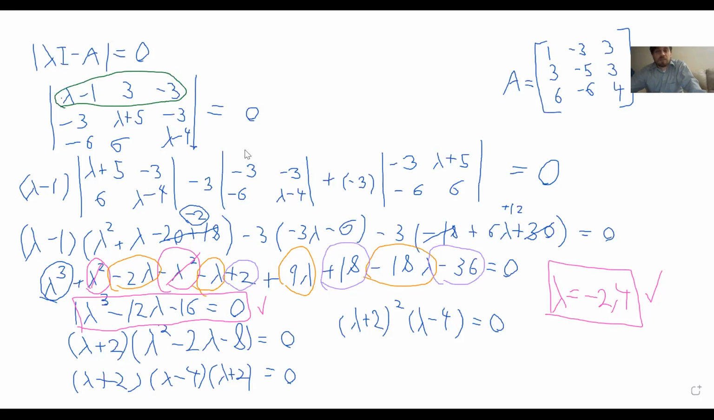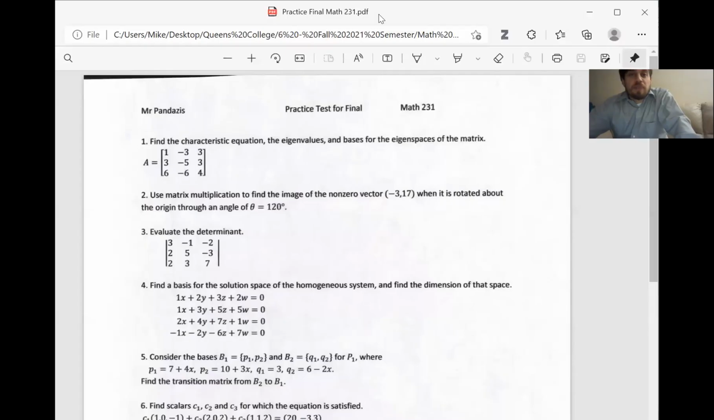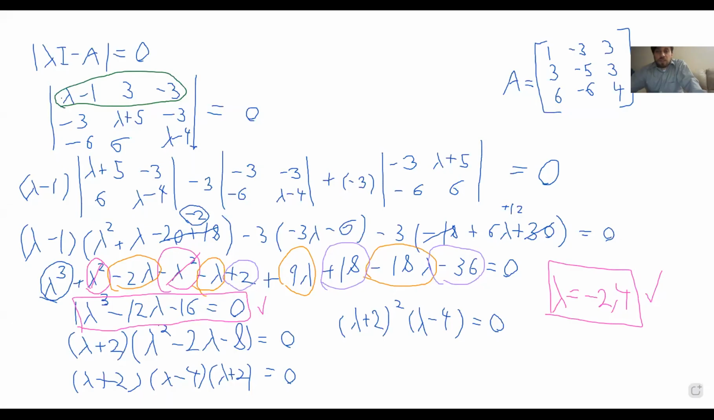Let me just check that one more time. We want to find bases for each eigenspace. Okay, so let's work on that. So we have lambda equals negative 2 and lambda equals 4. Let's start with lambda equals 4, since 4 is an easy number.